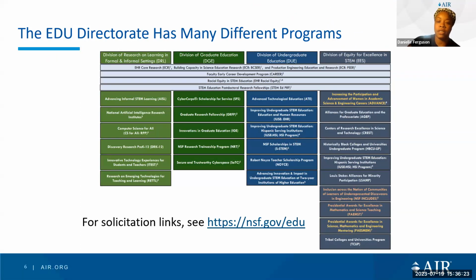So the Directorate for STEM Education, also known as the EDU Directorate, funds research focused on improving STEM education at all levels and all educational settings. This directorate is made up of 4 divisions, each of which consists of a number of different programs. So EDU Core Research, or ECR, is one of the cross-cutting programs that is funded under the EDU Directorate, and the program that we will specifically focus on today. So you can find more information about EDU and other NSF directorates and programs at the link that's posted in the chat.